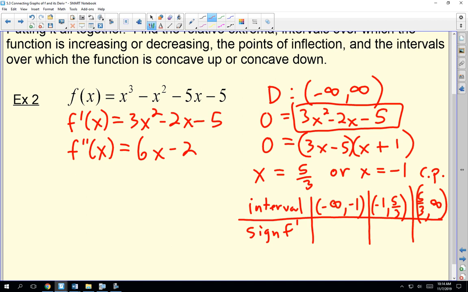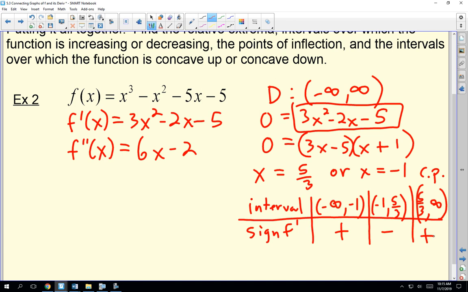Plug in an appropriate value here, maybe a -2. Can we do that? -2, 4, that's 12. Plus 4, that's 16, minus 5, I'm getting positive. You get the same thing. It's positive there. And then if I plug in maybe 0, which is a good one here to plug in, I get negative, and if I plug in maybe a 3 there, it goes back to positive again.